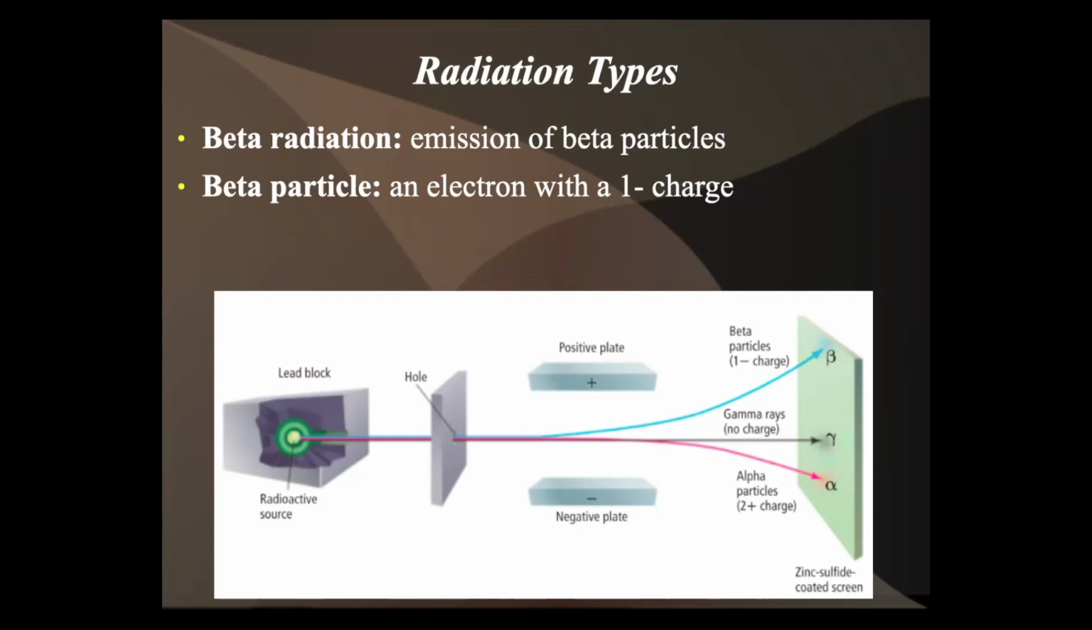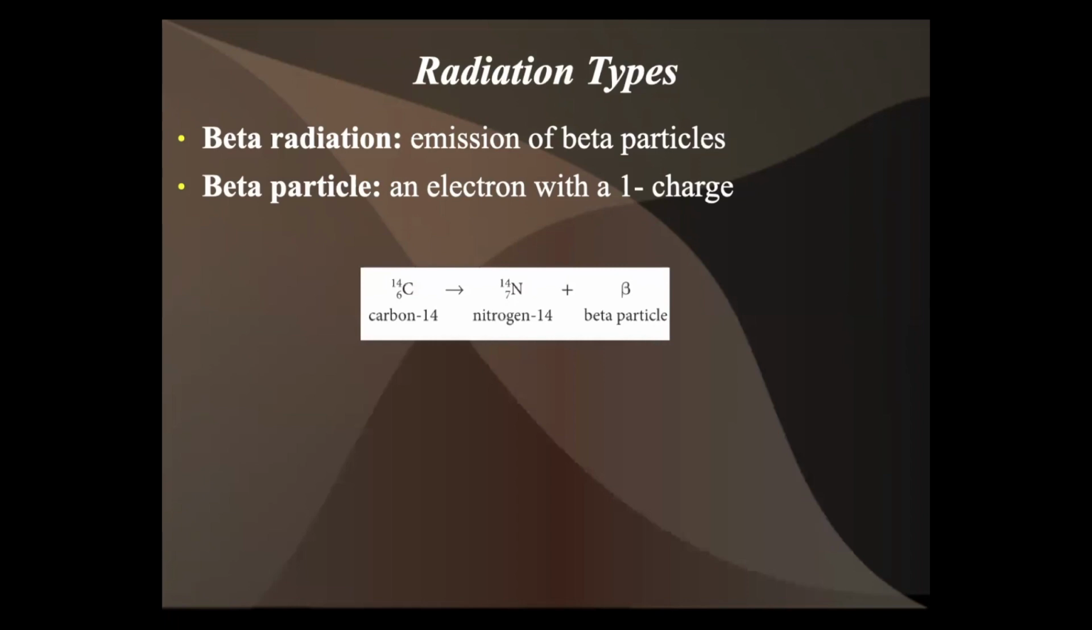So everybody have these down? So this is an example of a beta radiation. So we have carbon 14 and it turns into nitrogen 14. So what's happening here? Do you see how it went from 6 to 7? So what has changed? There's an extra neutron. Not an extra neutron. The bottom number tells you how many protons there are, right? So it gained a proton.